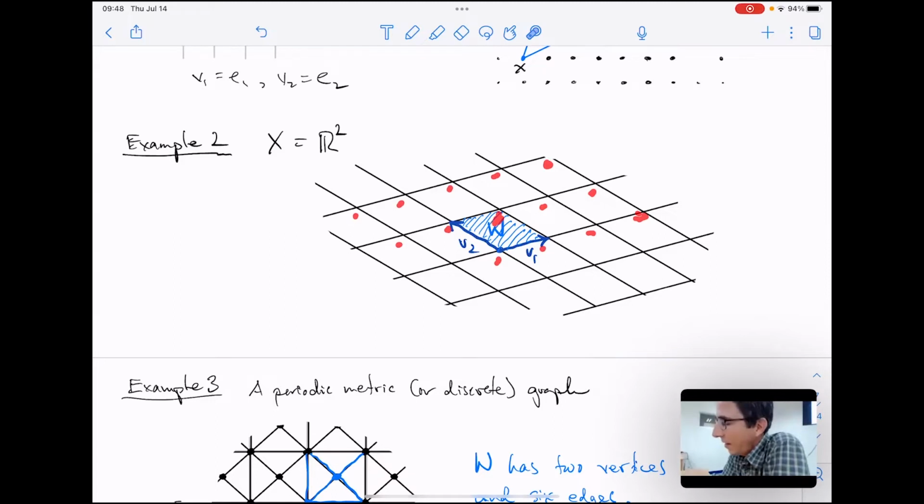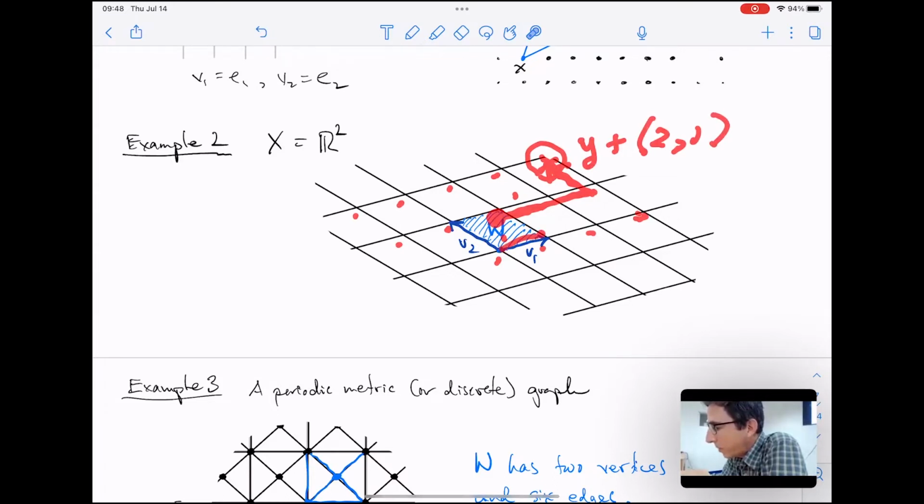You see? So if I take this one, the corresponding point in W would be here. And so you can see that if I take any x, I can go to its representative in W and then shift however many copies of v1 and v2 I need to get there. So this x is represented by this y here plus a vector, which would be in this case (2, 1), because I took 2 steps in the v1 direction and 1 step in the v2 direction.